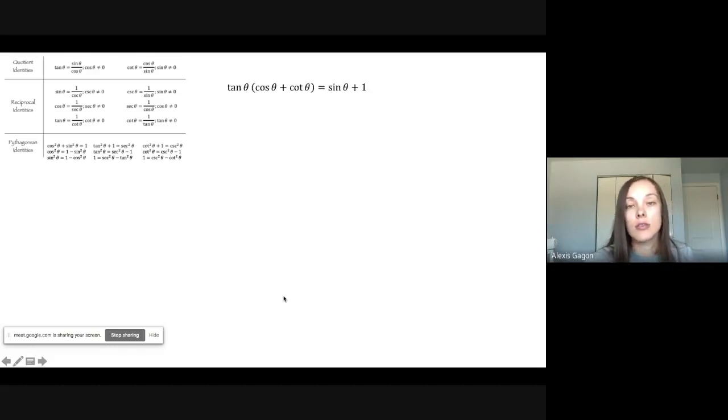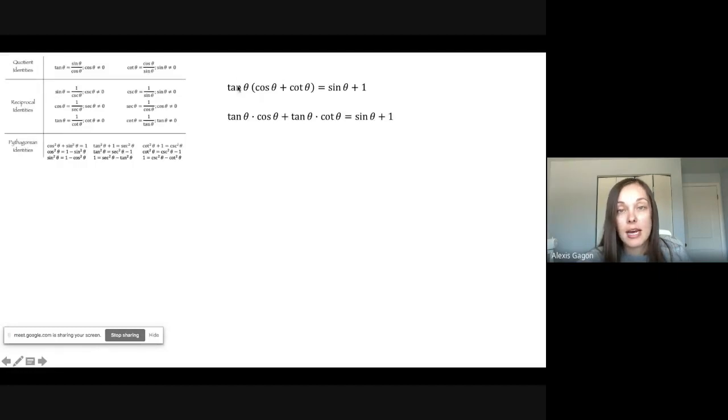Okay, let's do another one. So this one right here, we have tangent of theta times cosine of theta plus cotangent of theta. If you get one that you can multiply, like this, the right side I'm not going to do anything with. This is the more simple side. So here, I'm going to start by multiplying this out, distributing it. So this is going to be tangent times cosine plus tangent times cotangent.